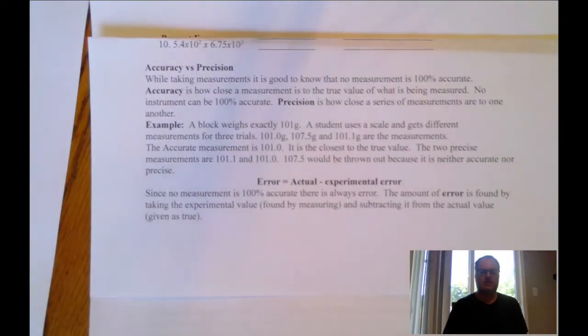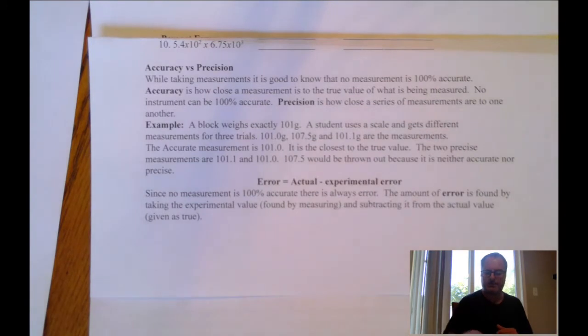So last time we talked about scientific notation and numbers that are quantitative measurements, and we also talked about qualitative measurements. So today we're going to talk about accuracy versus precision, show you how to calculate percent error, and then show you how to measure things. And I know you're like, I know how to measure things, but we're going to show you a little bit better technique. So accuracy is how close a measurement is to the true value of what is being measured.